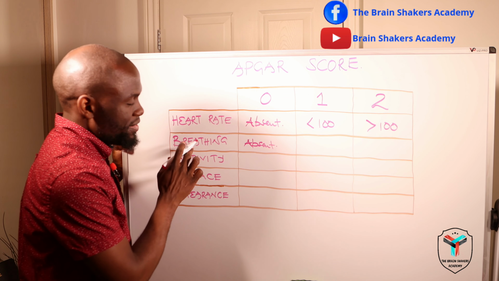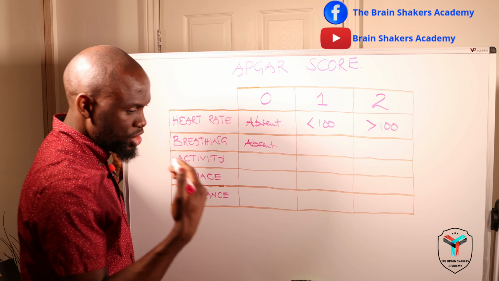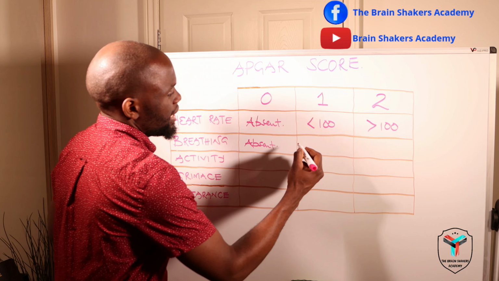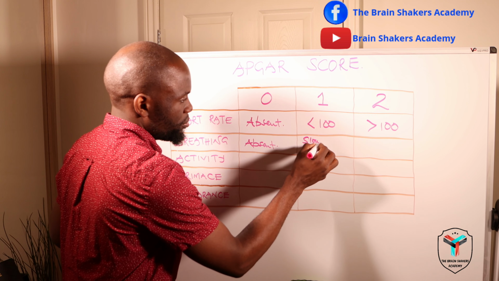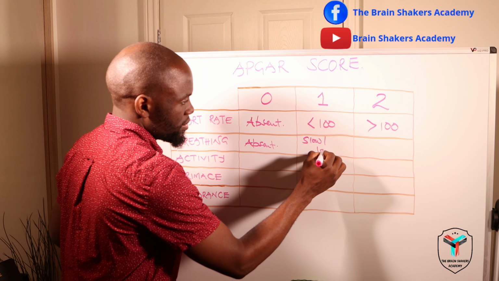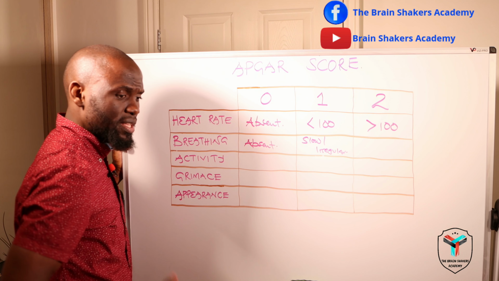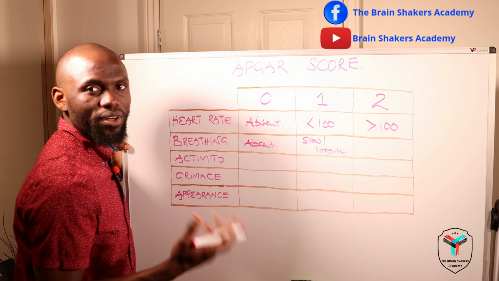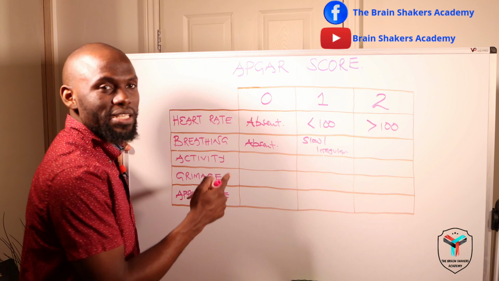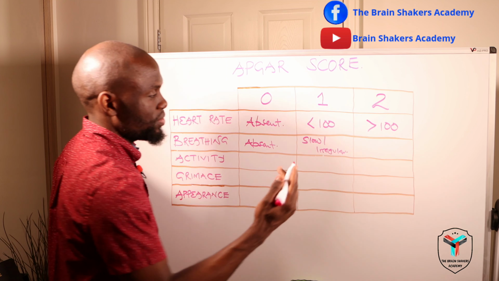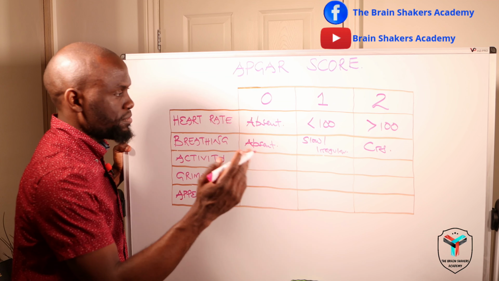And if there is slow and irregular breaths being noted, more or less like gasps, then we are going to score them 1. So we are going to put slow and irregular. Okay, but if the baby is delivered and then begins to cry and shows you all those motions, very active, then it means that the breathing is also adequate and okay. So here you're obviously going to have a good cry here, active motion there.